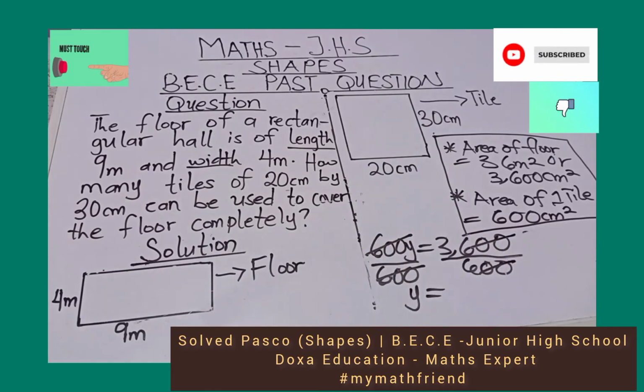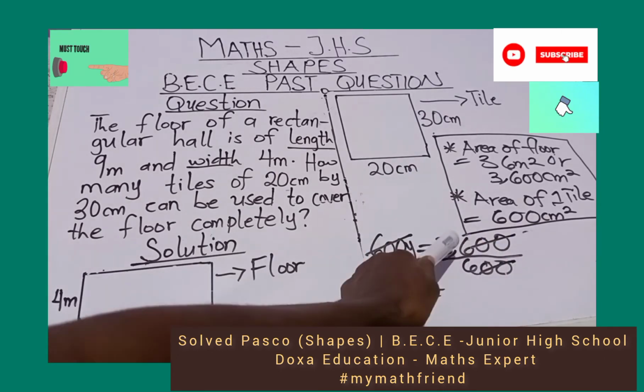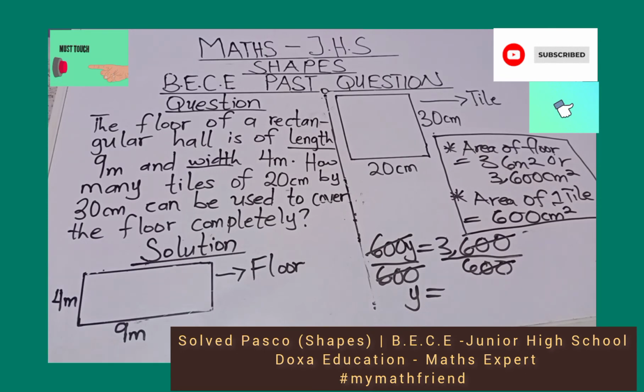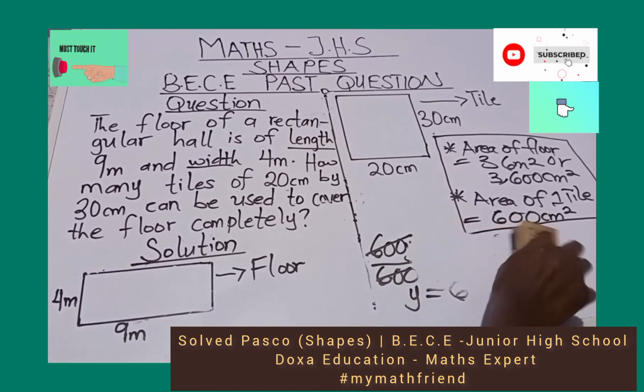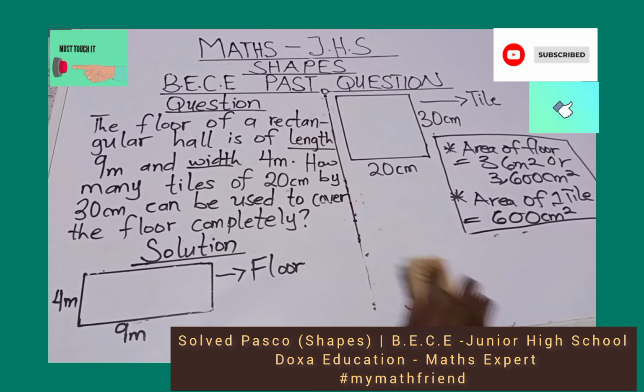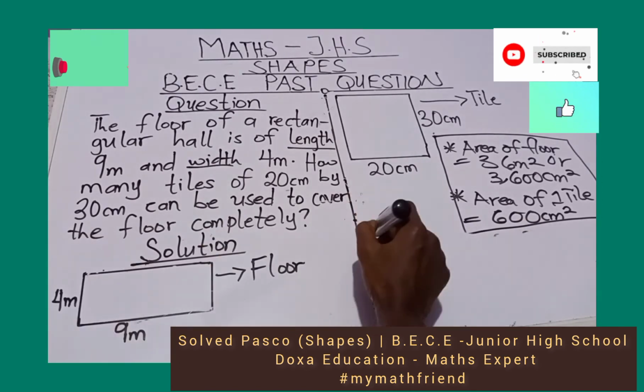36 divided by 6 means, how many groups of 6 go into 36? In other words, 6 times what gives you 36? It's 6. So y equals 6. Now, they didn't ask you to find y. They said how many tiles. So you end it properly. The y equals 6 is the same as the number of tiles. So then you state that.